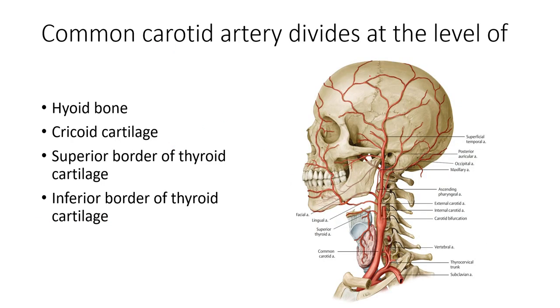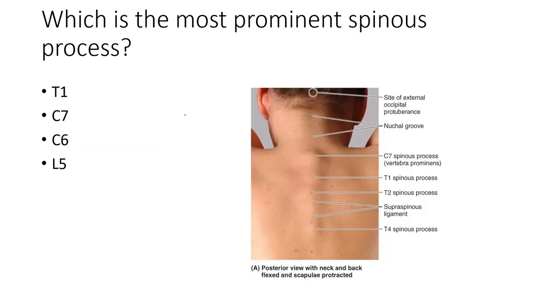The common carotid artery divides, in this picture you can see, into the external carotid artery and internal carotid artery at the level of the upper border of thyroid cartilage, which is at the level of C3 or C4. Okay. So it is at the level of the superior border of thyroid cartilage.